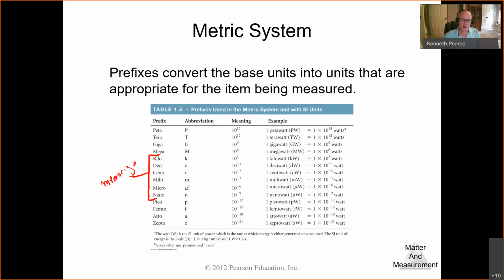You can memorize the entire list, and good for you if you do. But you really should go from kilo to nano as a start. Those are your most practical daily sort of prefixes that you're going to run across. This one is fairly rare.